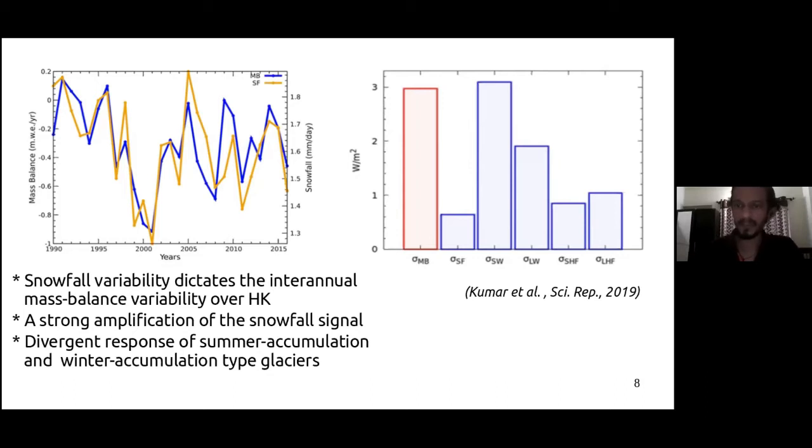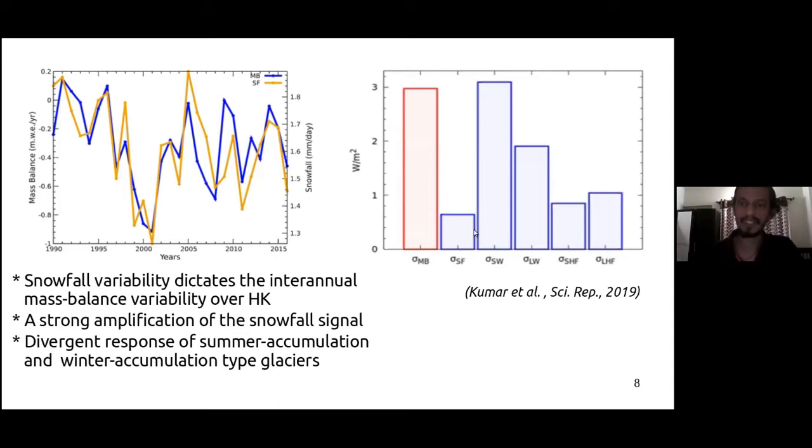So that way they are correlated. But in the end, if we look at the mass balance and the thing that explains it most, that's snowfall. And the basic thing is that these correlations are weaker than this between these two.